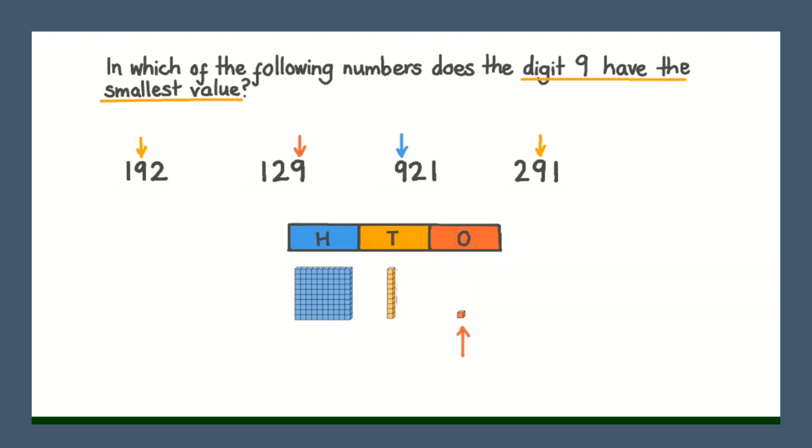Well, we know it's the ones, don't we? This is the digit on the right of the number. And can you see which of our numbers has a 9 in the ones place? The number where the digit 9 has the smallest value is this number here. It's 129. We know that the smallest value place in a 3-digit number is the ones place. And so we were looking for the number that had 9 in the ones place. Instead of being worth 900 or 90, the 9 in this number is just worth 9. The digit 9 has the smallest value in the number 129.